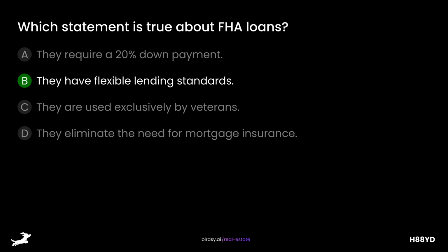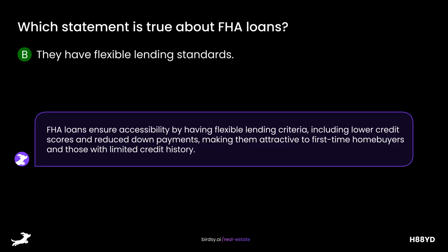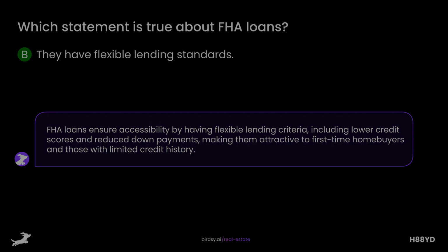The answer is B, they have flexible lending standards. FHA loans ensure accessibility by having flexible lending criteria, including lower credit scores and reduced down payments, making them attractive to first-time homebuyers and those with limited credit history.